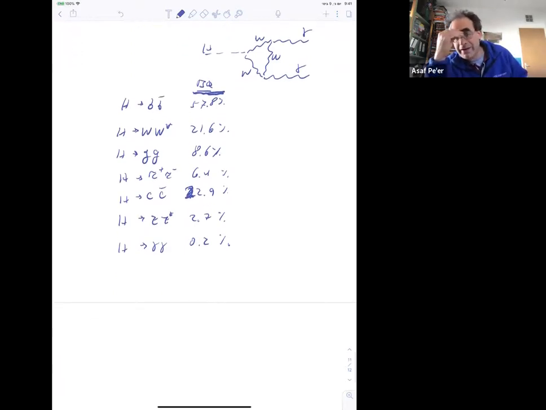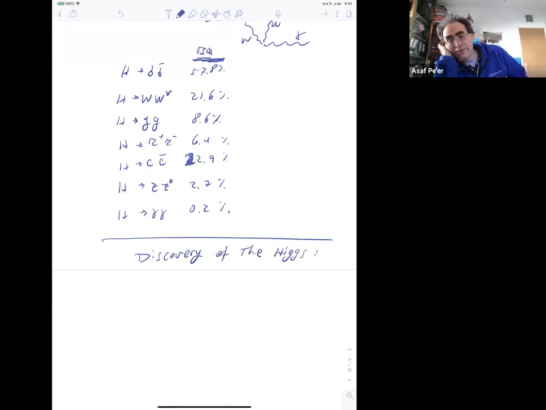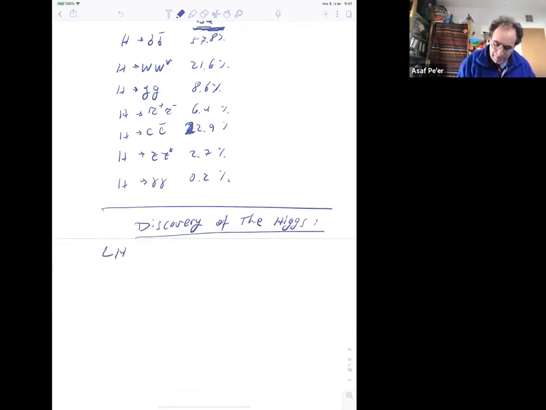Okay, this finally gives us the possibility to discover the Higgs. Now that we understand what happens, the Higgs was discovered by the Large Hadron Collider, the LHC. This is the largest and the highest energy particle collider ever built by man, and it's also the highest luminosity collider ever built by man. So it's a proton-proton collider, the LHC, in CERN, of course.